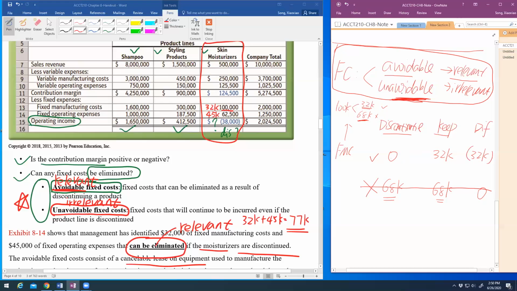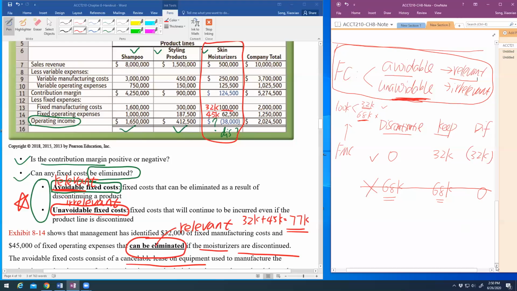But for an unavoidable item, no matter whether you do it or you don't do it, it's unavoidable. So it's always 68,000. There is no difference because you cannot avoid it. Therefore, it is an irrelevant cost.